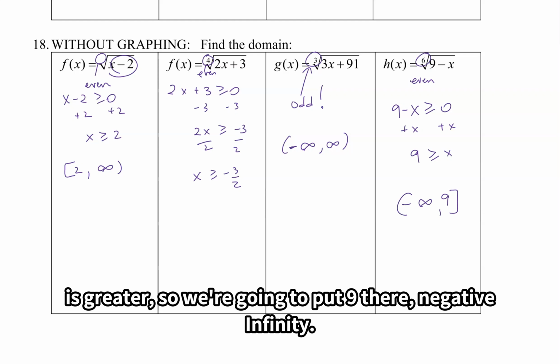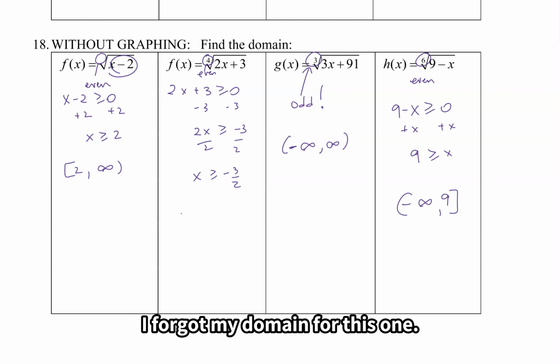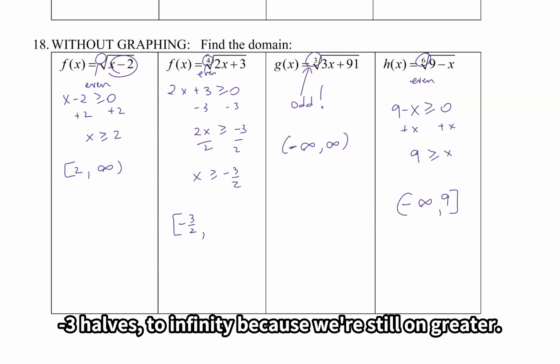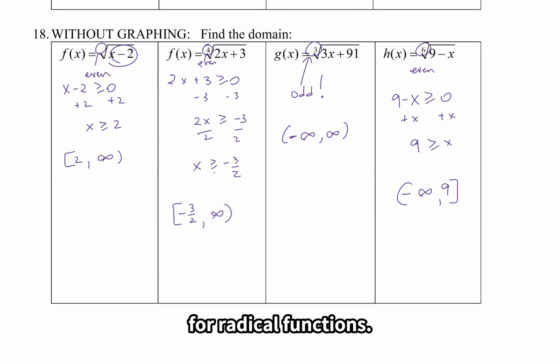Negative infinity. Oh, I forgot my domain for this one. Negative 3 halves to infinity because we're still on greater. And there you have domains for radical functions.